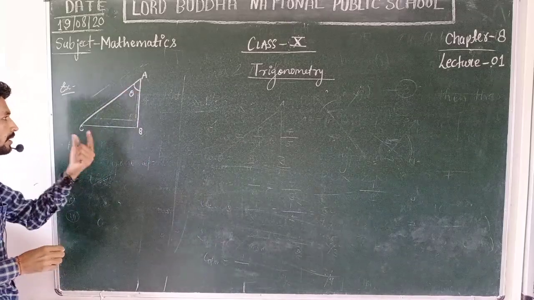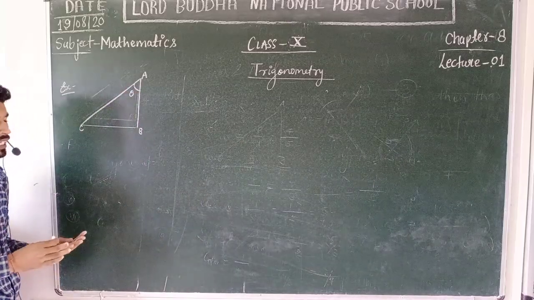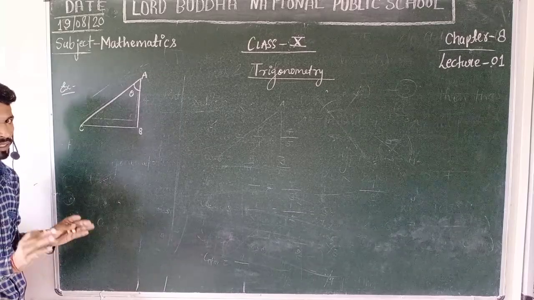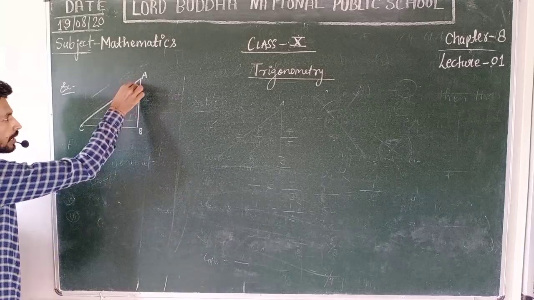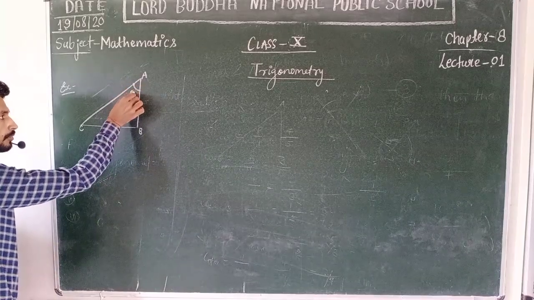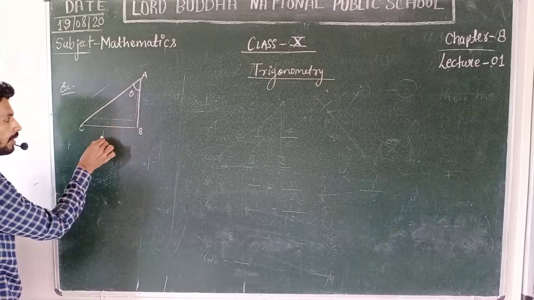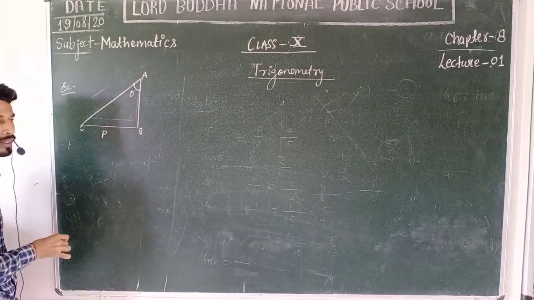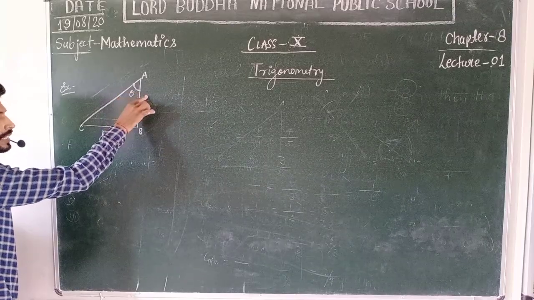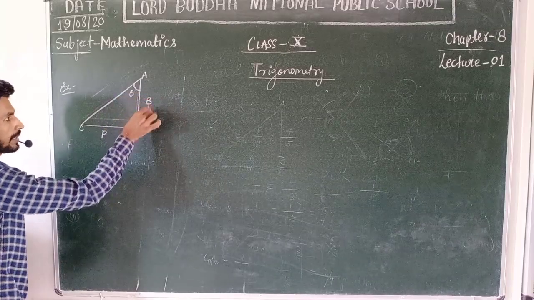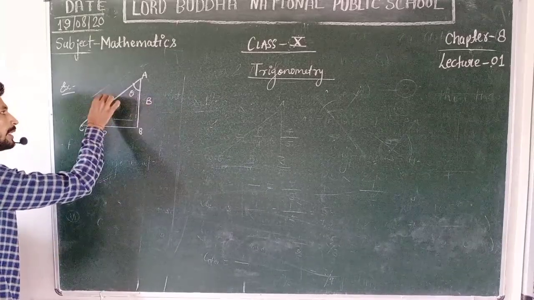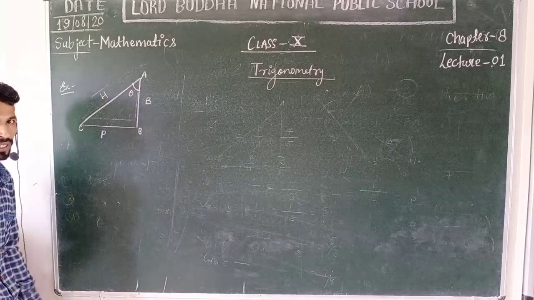Now for this, hypotenuse and perpendicular we have to know and address very clearly. Actually the angle is taken here, and in front of the angle this side will be known as perpendicular, and the side on which the angle is based, that is the base. Okay, this is the perpendicular and this is the base. Then the next side is hypotenuse.